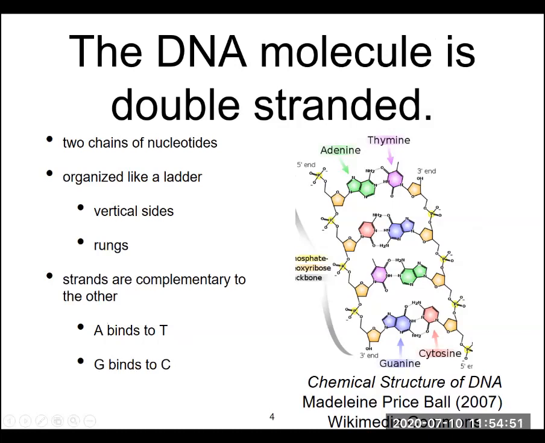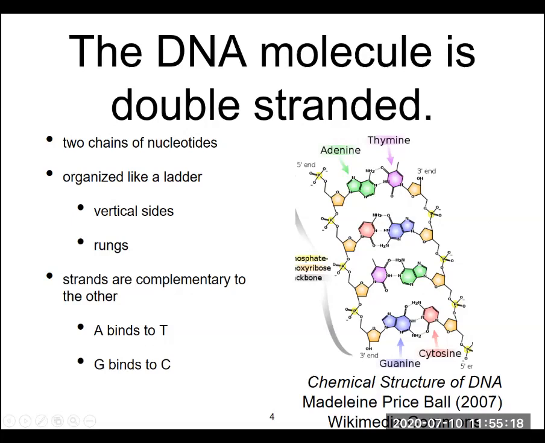They're going to give us this almost ladder-type structure. And so the backbone, portions of the molecule that we didn't talk about, are going to be hooked together, forming the vertical sides of a ladder. And then those A's, T's, G's, and C's are going to be like the rungs of the ladder. They're going to interact with one another. They're going to hold these 2 strands of DNA, these 2 vertical sides of our ladder, together.